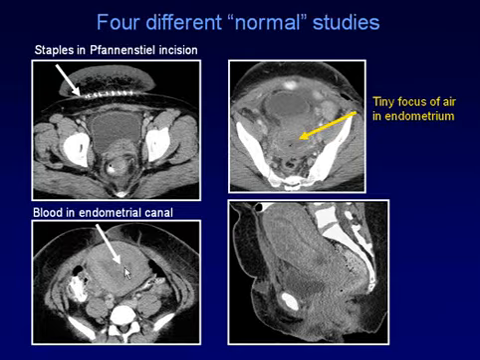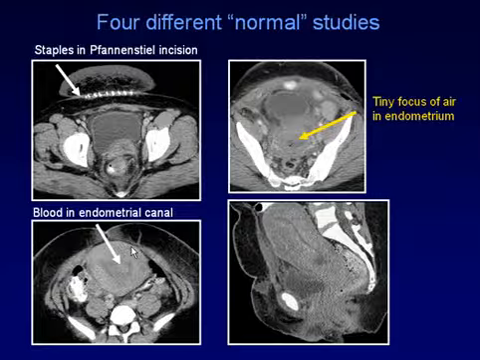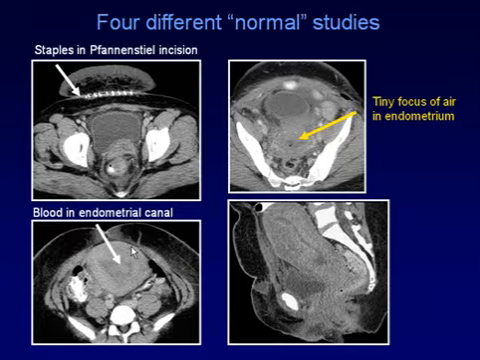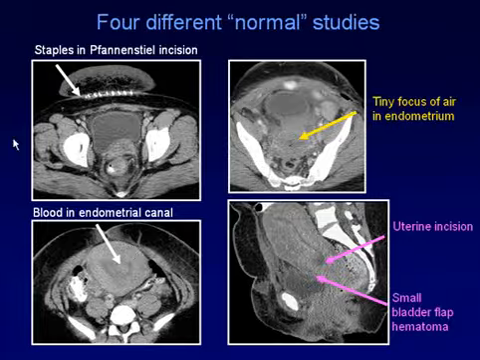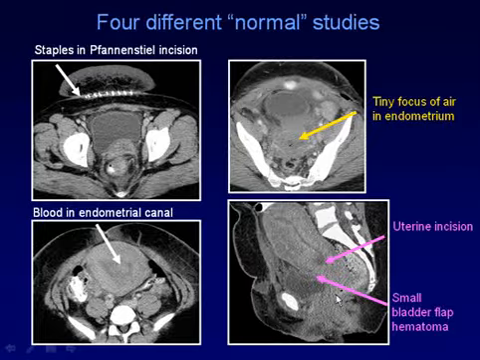This case has a small focus of air in the endometrium, or it could be in the cervix, and a few tiny foci centrally located within a few days of surgery are also normal. This last image is a sagittal reformat of the uterus in a patient a few days after cesarean section. So the front of the patient is here and the spine is in the back. This is a nice sagittal view of the uterus.